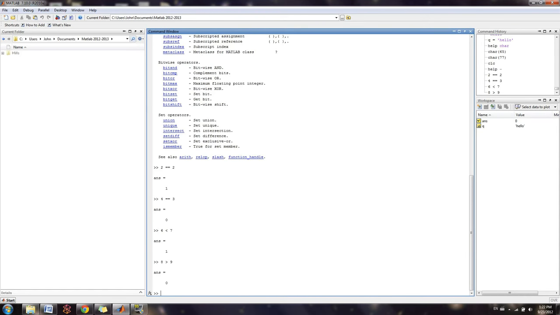Utilizing these relational operators, and the fact that they give out ones or zeros as their output, will come in handy when creating your own functions and scripts and needing to compare numbers within those functions or scripts.